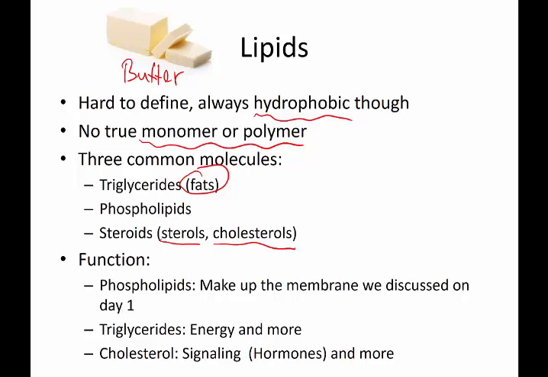In regards to the function of each of these, for phospholipids, those are very important for forming the cell membrane we talked about on the first day. So those form the cell membrane. Triglycerides, so you can think about body fat, that's used for energy, and specifically energy storage. So not for a quick burst of energy like carbohydrates, but for long-term storage of energy. And then lastly, we have cholesterols or steroids. So these are used for signaling. You can think of hormones as being a very good example of a steroid, and also many more functions beyond that, some of which we'll talk about in later lectures.